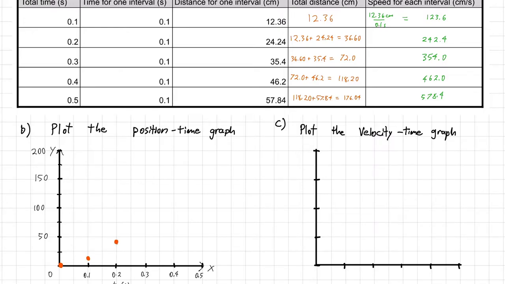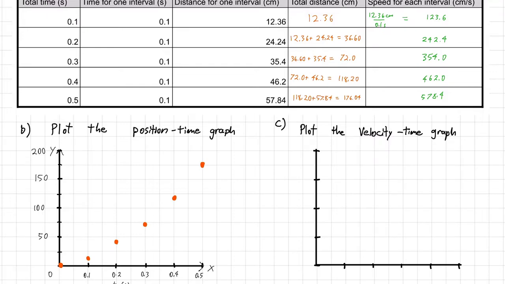And for 0.3 seconds, we are at 72. So this line here is almost 75, so we're going to be just below it. Next point, 0.4 seconds, we're at 118. Just below 125. At 176 for our last point, it's going to be just above 175.